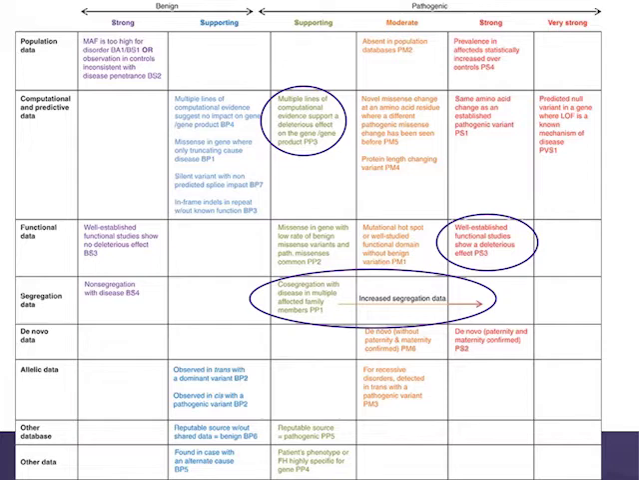I think even with that, one thing to appreciate about the variants that we're talking about is that they're really, really rare.